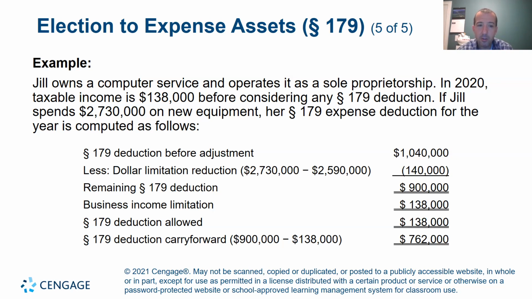She's purchased $2,730,000. So once you exceed, and I should have said that, once you exceed the $2,590,000, you then get pulled into this dollar for dollar reduction. It's a rule. So if you spent less than 2.59 million, but more than 1,040,000, you wouldn't trigger this dollar for dollar reduction in your section 179.